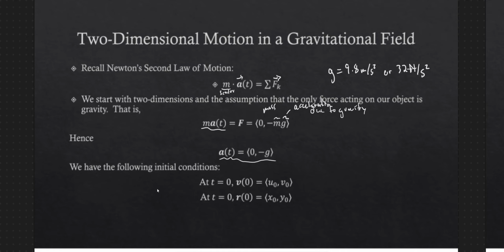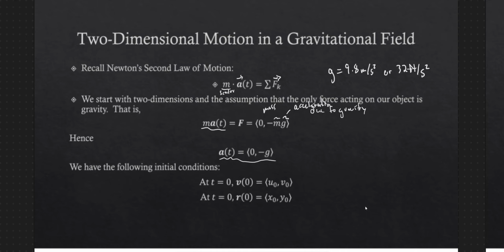And then we do have initial conditions here at t equals 0. We're going to keep these general. I want to develop a formula that's going to work no matter what we're given as an initial velocity and initial position. So for initial velocity, I'll use u0, v0, and for initial position, I'll use x0, y0.